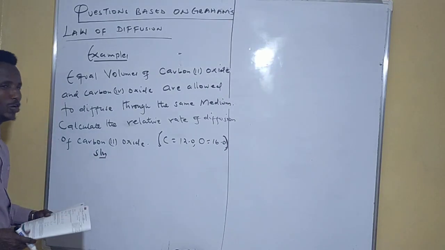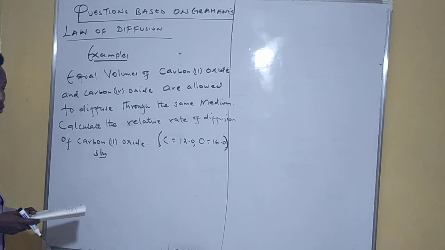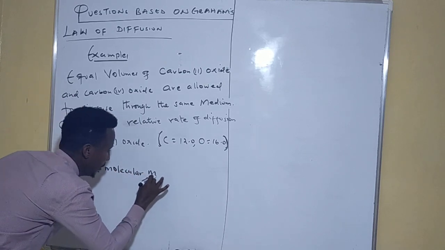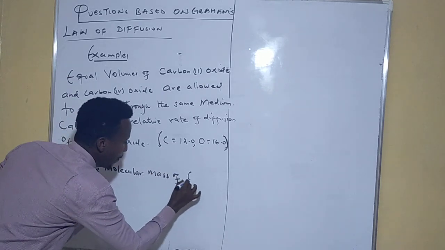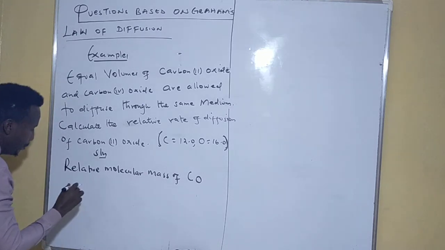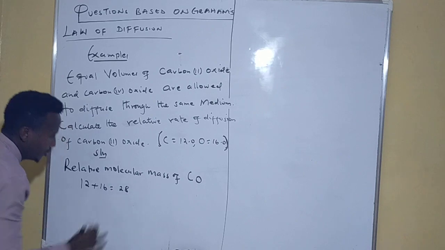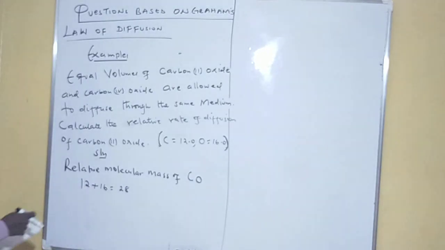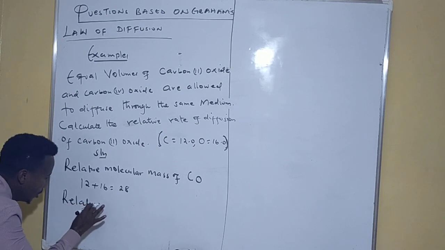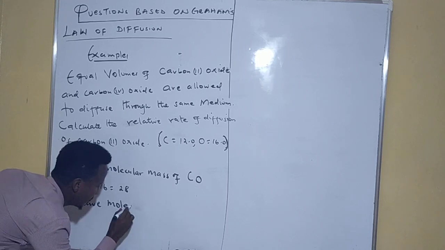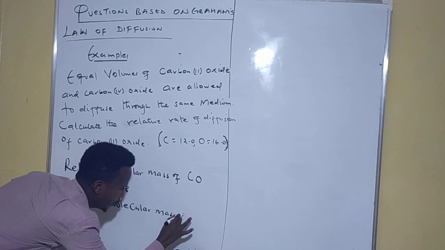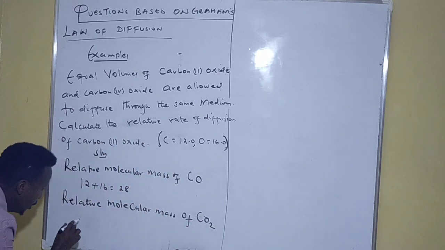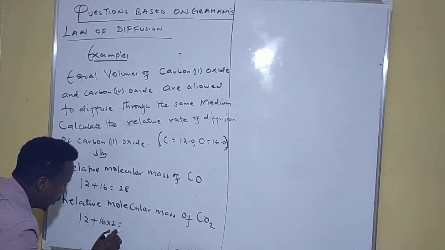When you come to the solution part, you are going to get what you normally call the relative molecular mass of each one of them. So we are going to say the relative molecular mass of the first one, carbon monoxide, is 12 plus 16, which is 28. Don't forget that, because carbon is 12 and oxygen is 16, so we add them and it will be 28. Then we will also look for the relative molecular mass of carbon dioxide, which is 12 for carbon plus 16 times 2. That will give you 44.